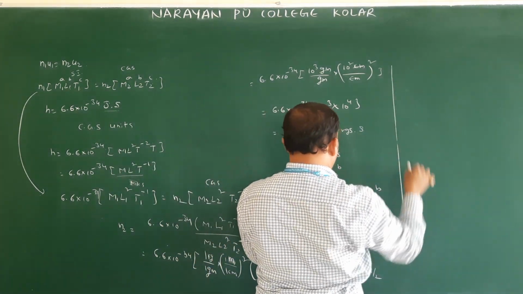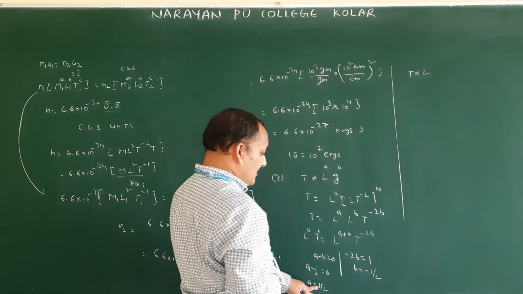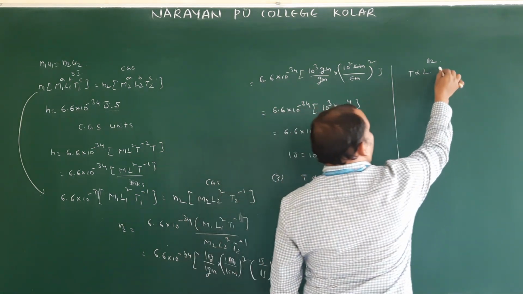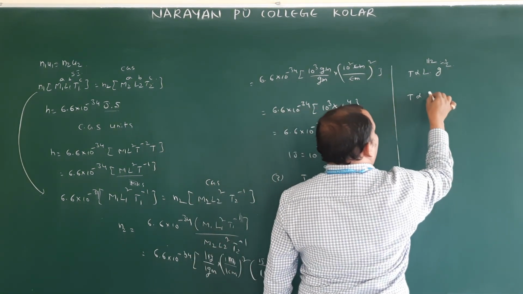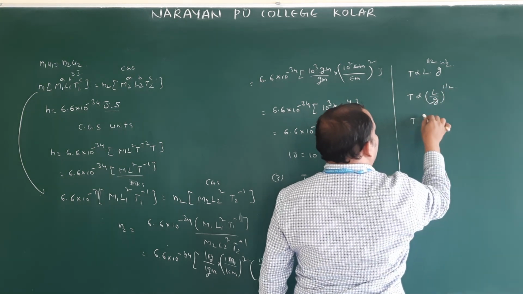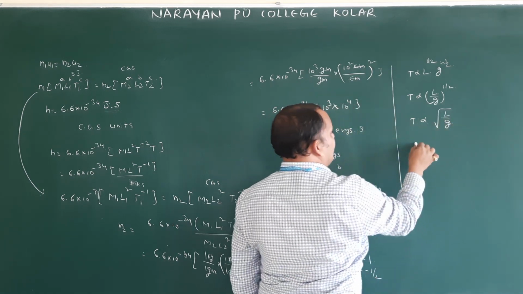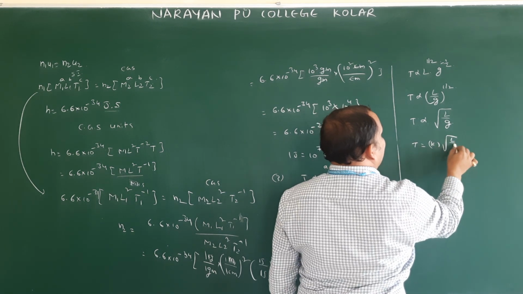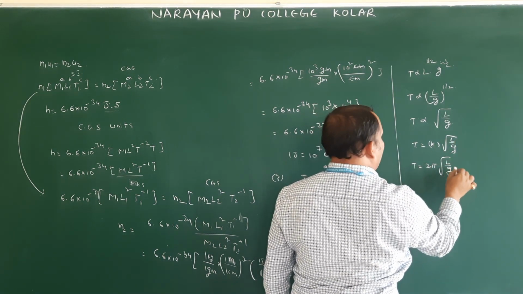T is directly proportional to L power A equal to 1 by 2. G is equal to minus 1 by 2. So T is directly proportional to L by G whole power 1 by 2. And T is directly proportional to root L by G. Sometimes we will write equal. Equal to means some constant we will write. So what is the general formula of time period? 2 pi root L by G.